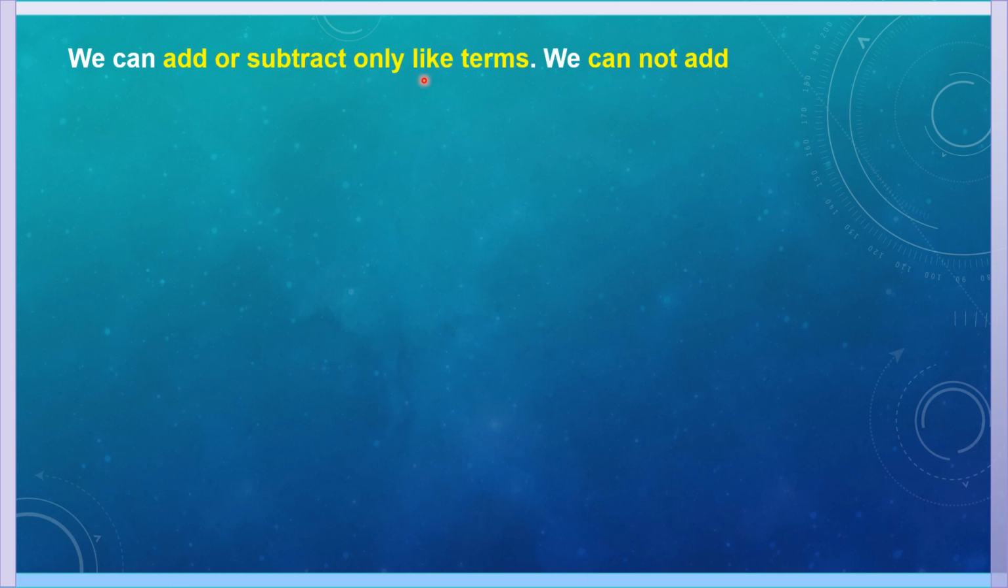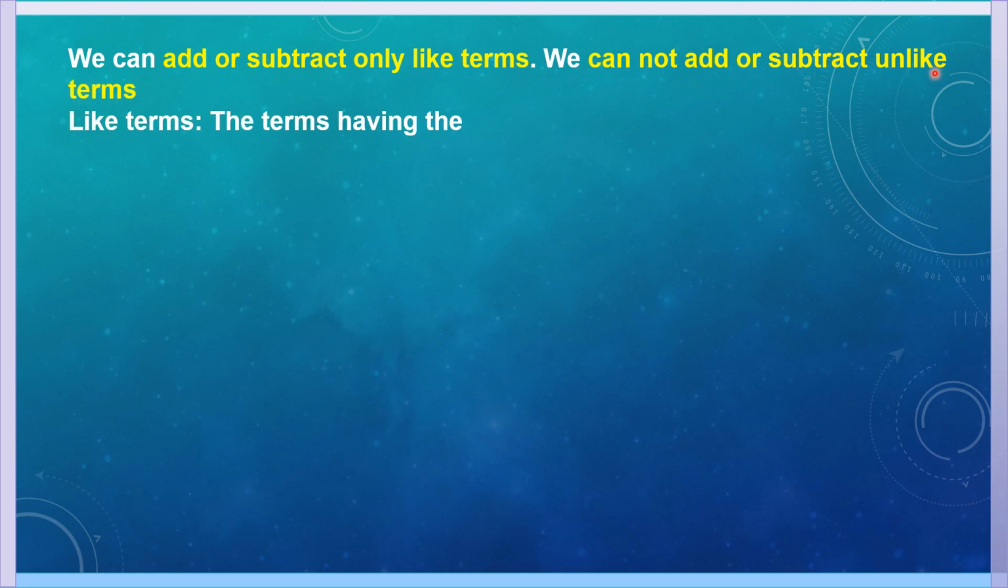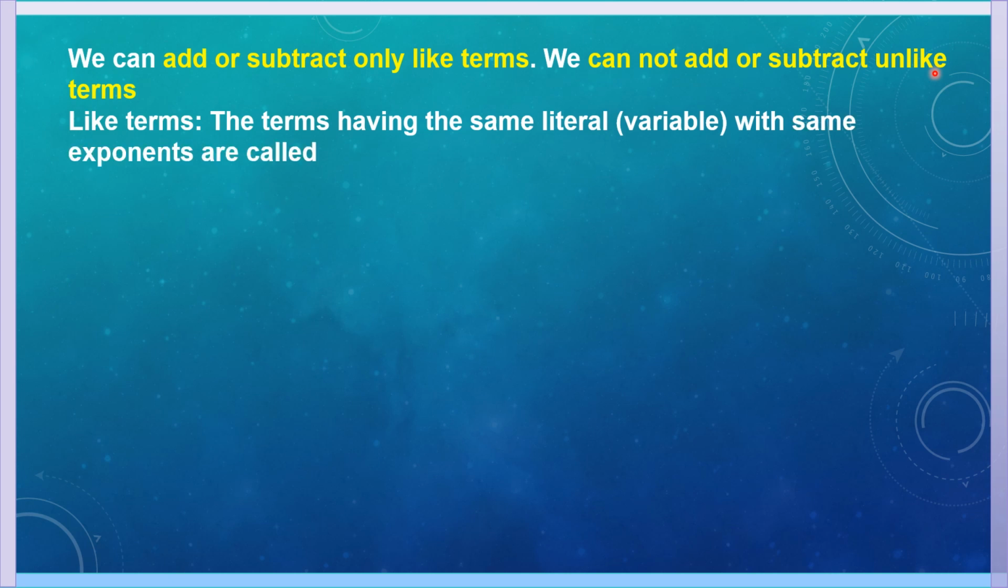We can add or subtract only like terms. We cannot add or subtract unlike terms. Like terms, the terms having the same variable with the same exponents, are called like terms. Examples: 8x and minus 3x. One more example: 6x square and 1 by 2 x square.